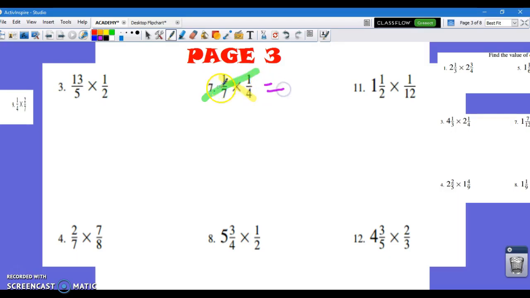So all we do is multiply straight across. 1 times 1 is 1. 7 times 4 is 32, I think, right? Or 28. 7 times 4 is 28.